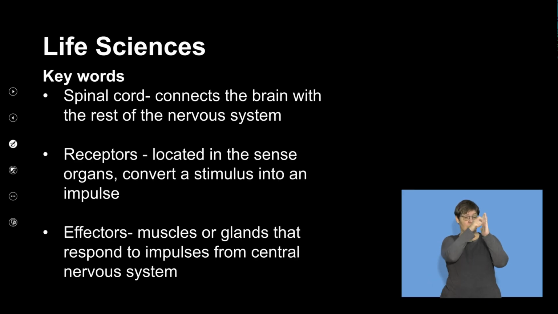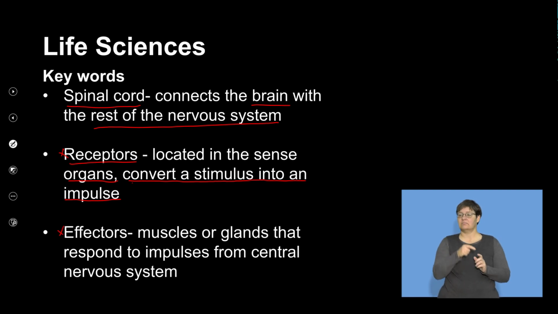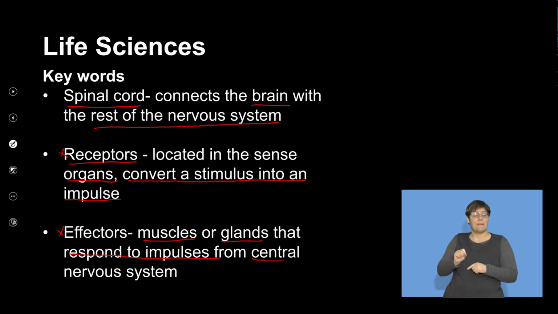Keywords of the part that we dealt with. We've got the spinal cord. This spinal cord connects the brain and the rest of the nervous system. We move to the receptors now. The receptors receive the stimuli, and they are located in the sense organs. So the nerves convert the stimulus into an impulse. The effectors here, we're talking about muscles or glands that respond to the impulse from the central nervous system.